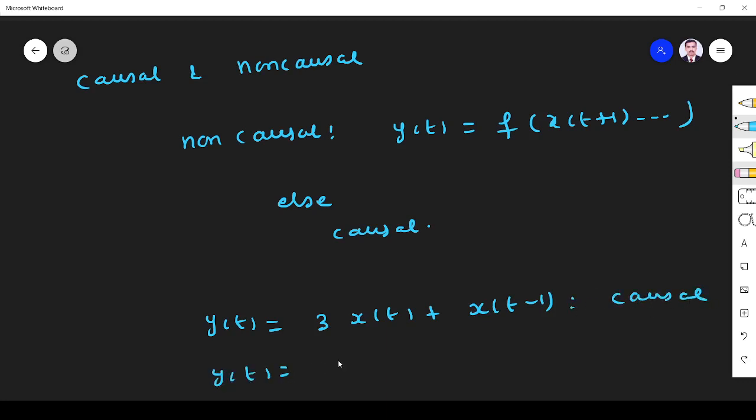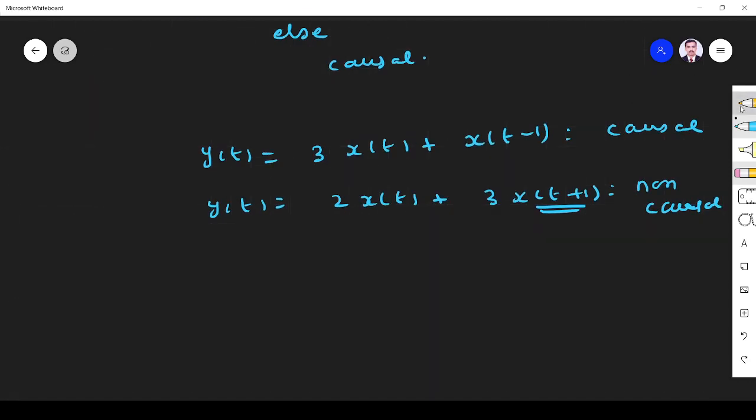y(t) = 2x(t) + 3x(t+1). Here you see future input comes. Once future comes, immediately you can conclude it is non-causal. So there is a question now here: how present output depends on future input? That is the concept of non-causal, right? Where do we have this?